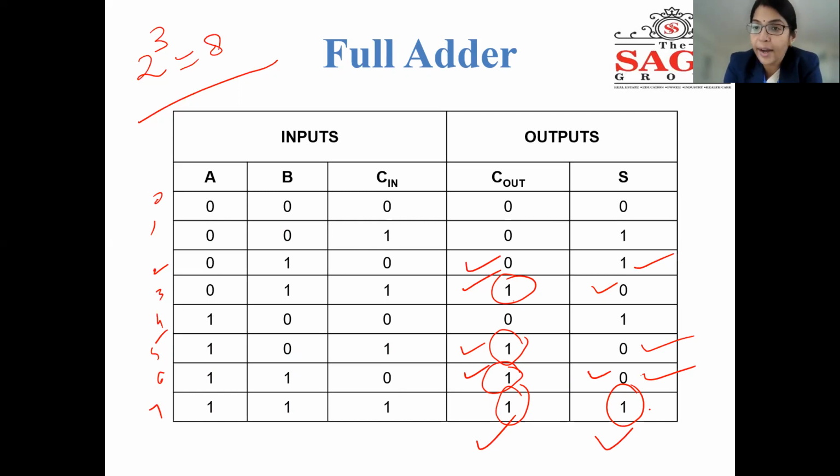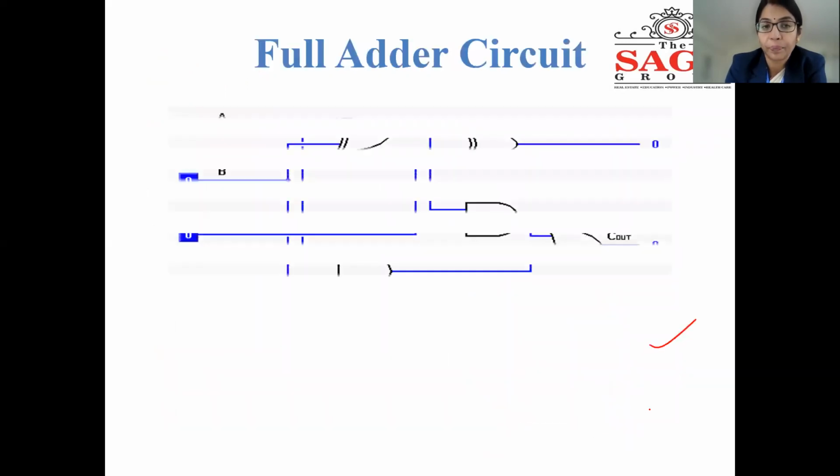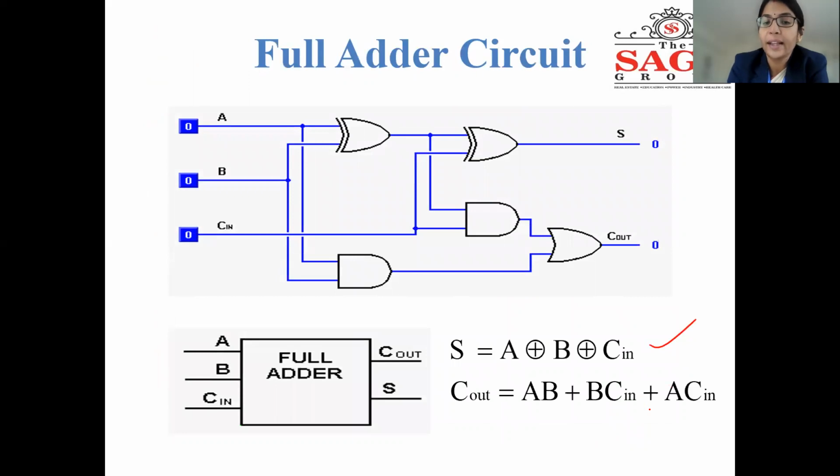So here you have 8 combinations and 3 input variables. You will utilize a 3 variable K-map to solve the equations for sum and carry. On solving, you will get sum equals A XOR B XOR C and carry equals AB plus BC plus AC. On plotting these equations using basic logic gates, you will find the full adder circuit.